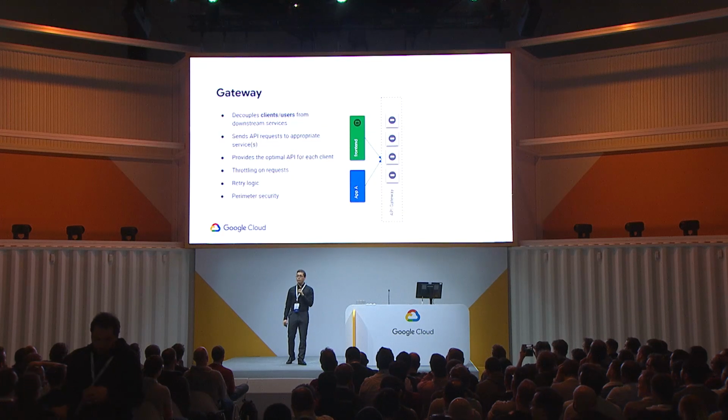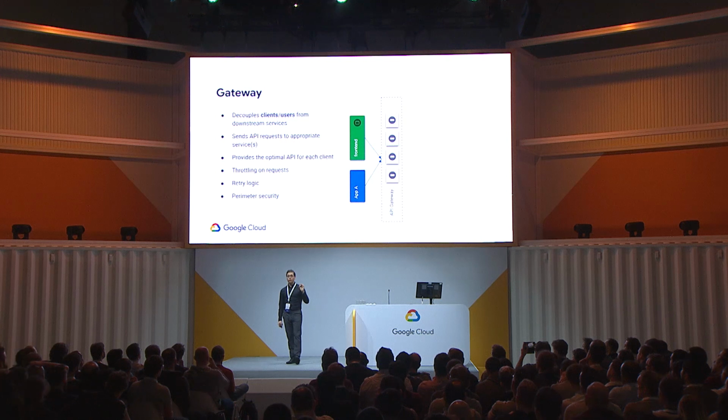You can also use a gateway to aggregate calls and configure the optimal APIs for different types of clients or users. You can even do things like throttle requests to prevent overhead, use retry logic when a request fails, and set up perimeter security to block users from accessing some services that you might not want them to. But please note, perimeter security is not the only type of security you should have in your application. Just keep that in mind.